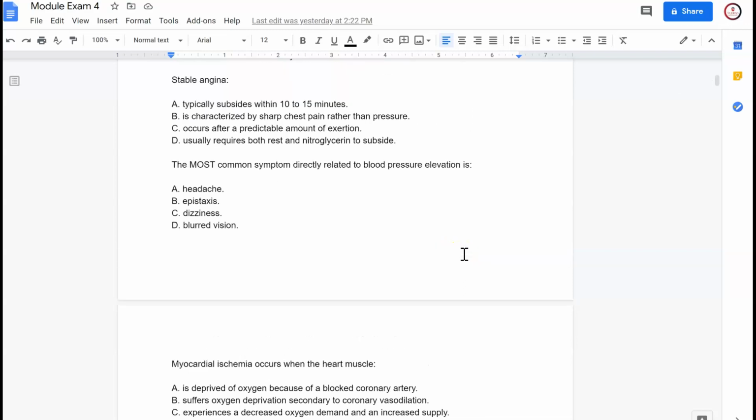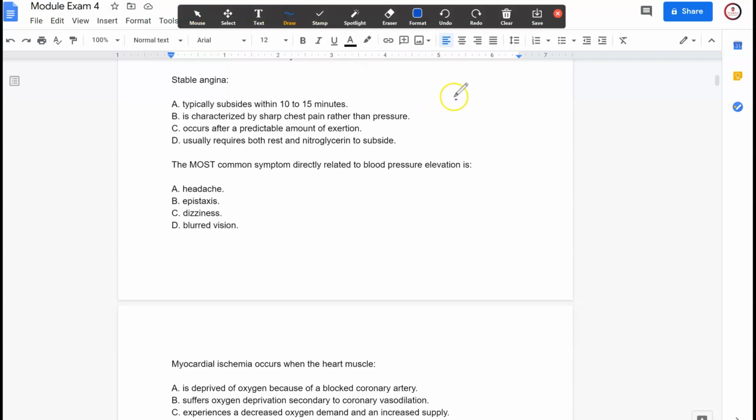All right. Okay, stable angina typically subsides within 10 to 15 minutes. Maybe. It's a possibility. Characterized by sharp chest pain rather than pressure. No, usually it's pressure, kind of regardless. Occurs after a predictable amount of exertion. Usually requires both rest and nitroglycerin to subside.